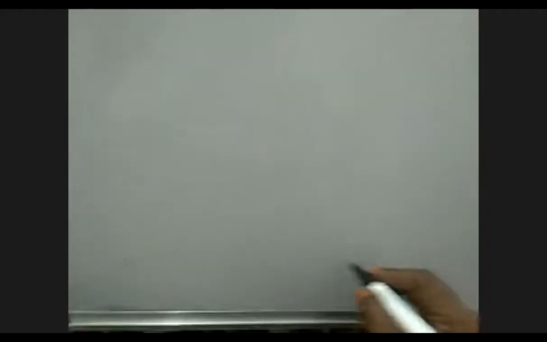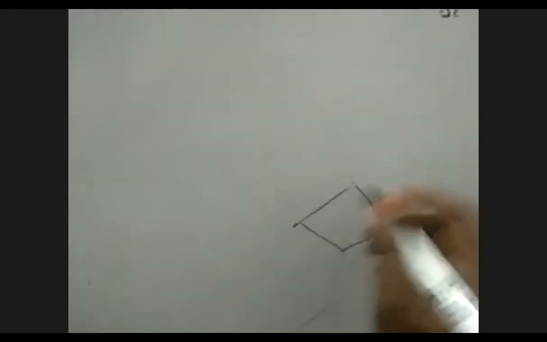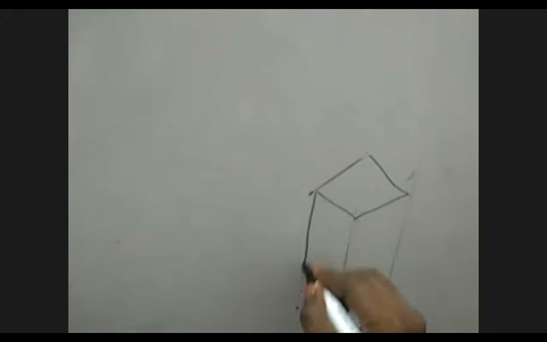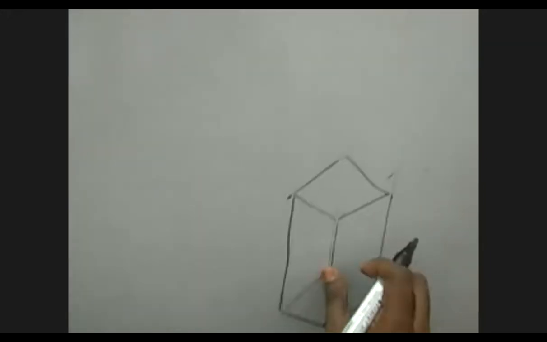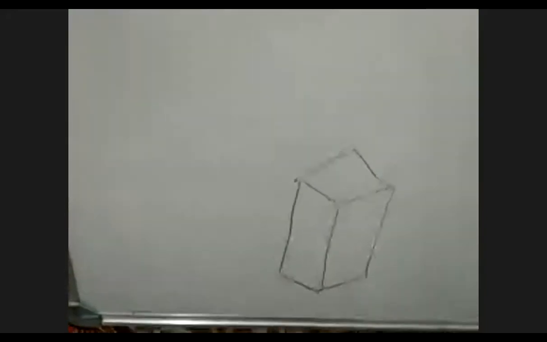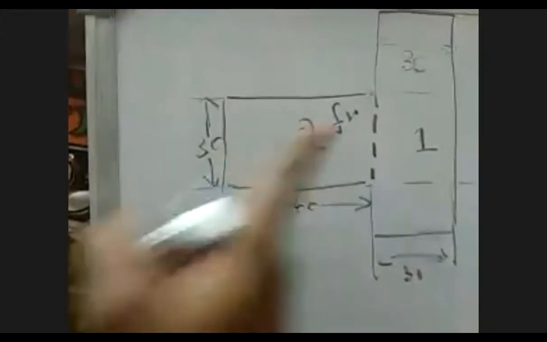So let us draw that: 30, 30, 30, 30, axis length 60. So this is a 30 by 30 square, axis length 60, right? Now if you see here, this is also the same, 30, axis length is 60, it is sleeping.